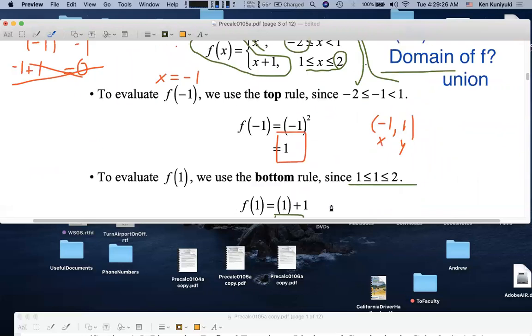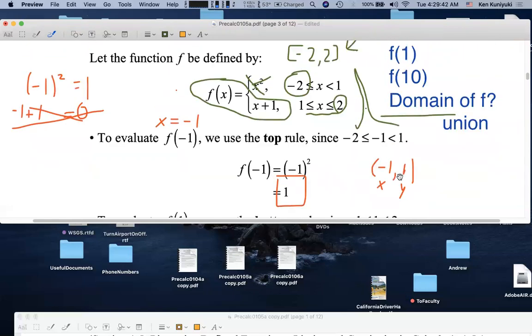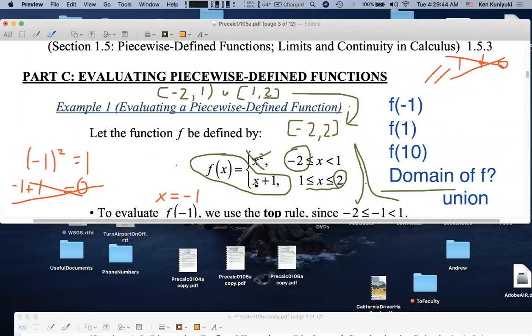So f of -1 gives a real number, f of 1 gives a real number, but f of 10 does not. F of 3 does not. F of pi does not. F of -pi does not, because pi, -pi, they're not in the domain. Next up, how do we graph this function, this piecewise function?